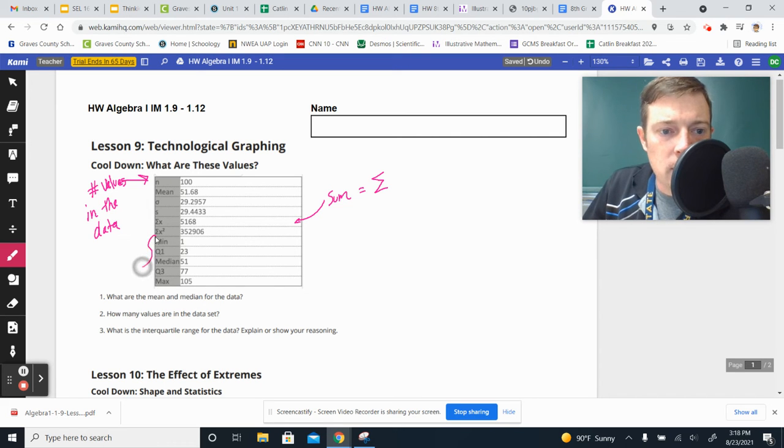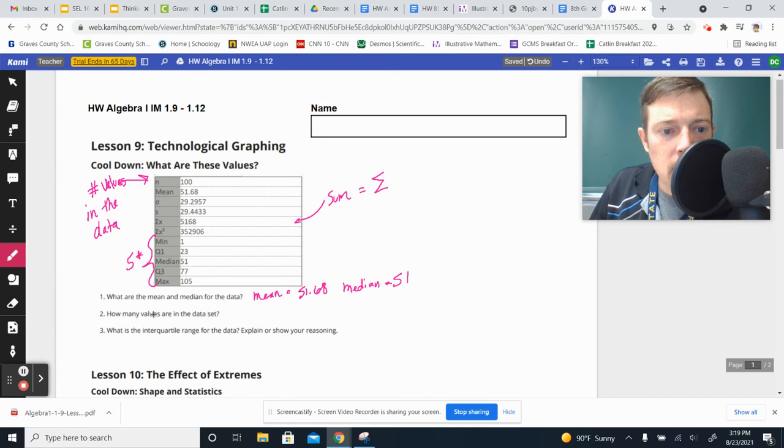And then, of course, we start to see the 5-number summary, which we've seen before. Your min, max, Q1, Q3, and median. So what are the mean and median? The mean is, for this particular one, you can just look at it. It's 51.68. And the median, you look at it, it's also given to you. So no work for you to be done here. It's all given to you.